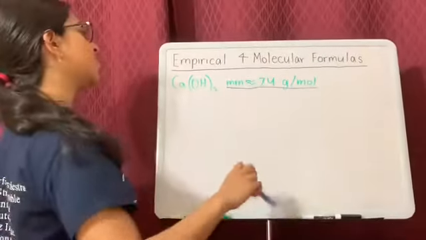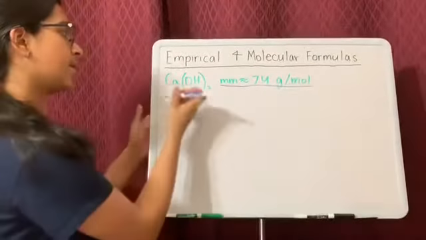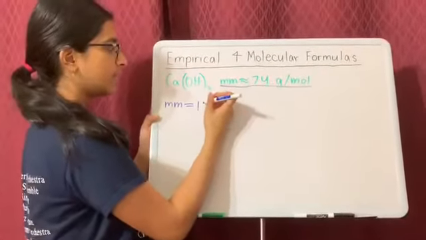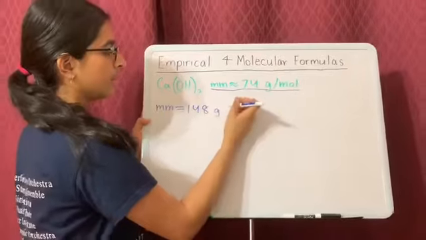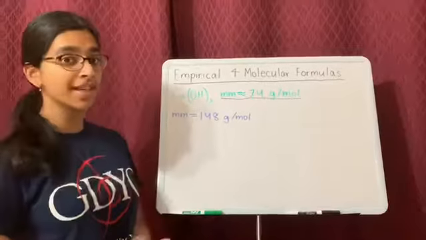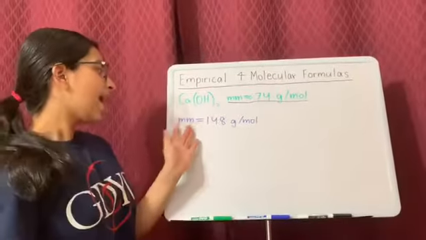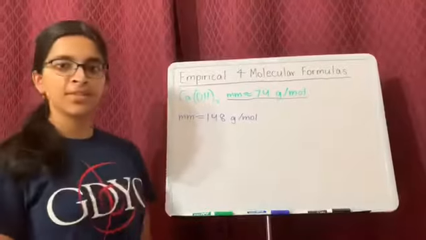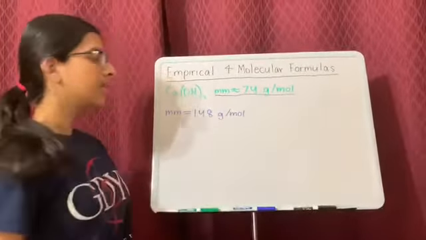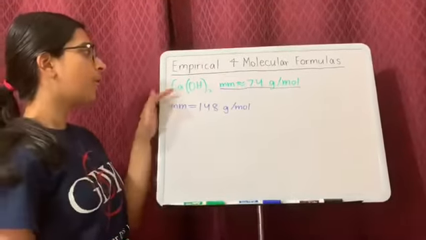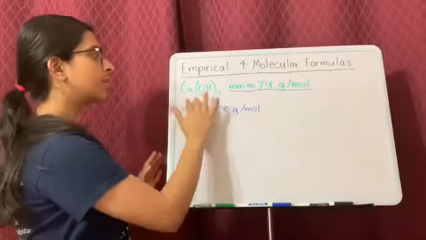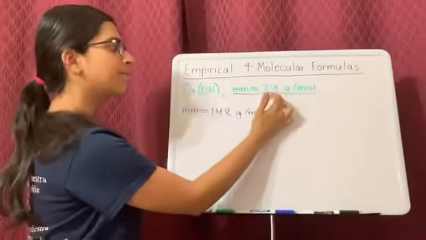But if that was not the case, suppose we were given the actual molar mass as equal to 148 grams per mole. This is just a completely hypothetical compound. I don't know if it exists. It probably does not. But suppose the actual molar mass of the compound we were given originally to find the formula for was 148 grams per mole. So looking at the masses of all the elements in calcium hydroxide, we add up all the molar masses and we get to a total molar mass of this compound of 74 grams per mole.